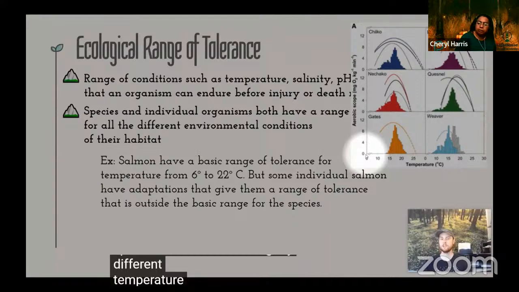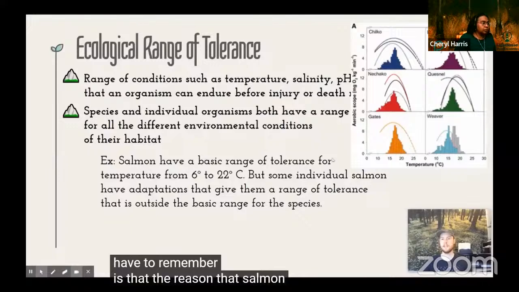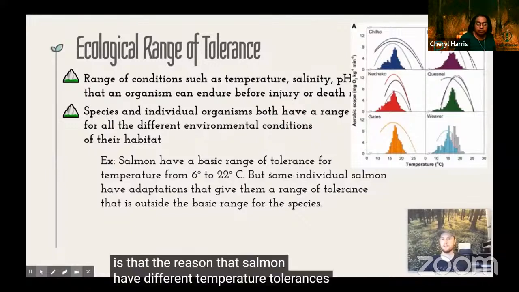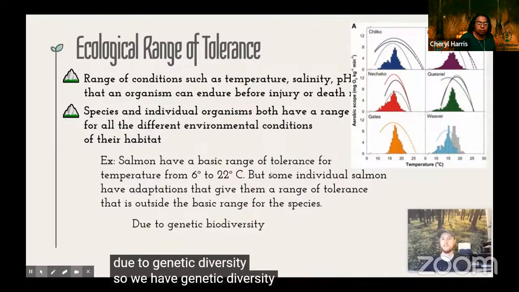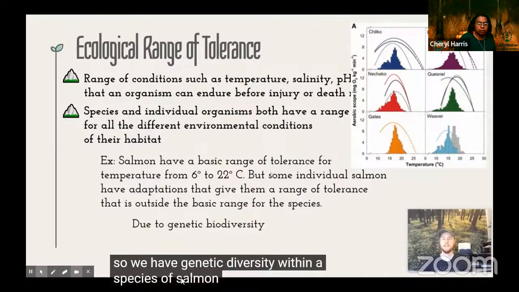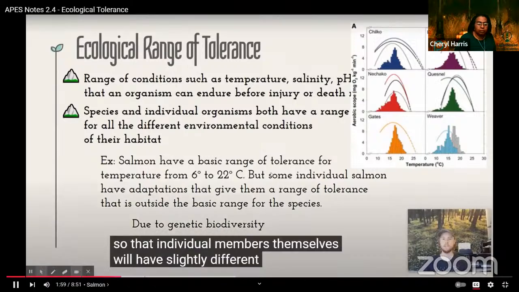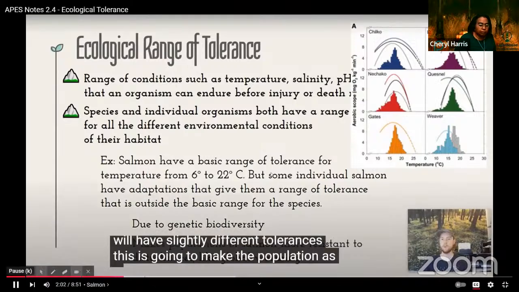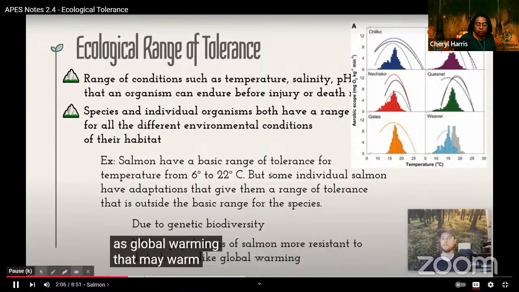What we have to remember is that the reason that salmon have different temperature tolerances is due to genetic diversity. So we have genetic diversity within a species of salmon so that individual members themselves will have slightly different tolerances. This is going to make the population as a whole more resistant to changes such as global warming that may warm up the body of water they live in.